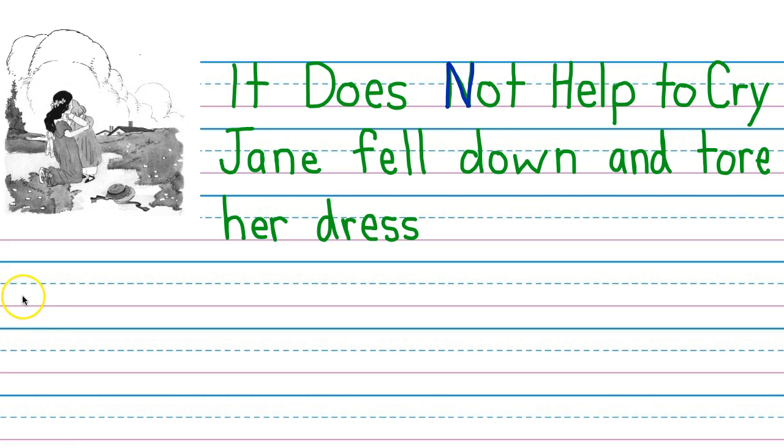Now for the second line of this poem, it goes, and cried, and cried, and cried. So each time we write the word and, we're going to have our N that says n in there. Whoops. My pen's going a little slow there. Duh. And cried is C R I E D. That's the past tense of cry. It happened in the past. And cried and cried and cried.